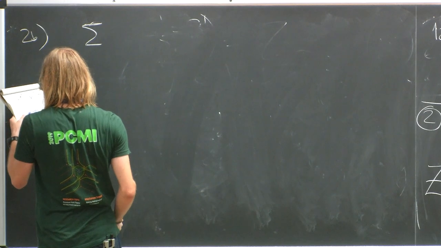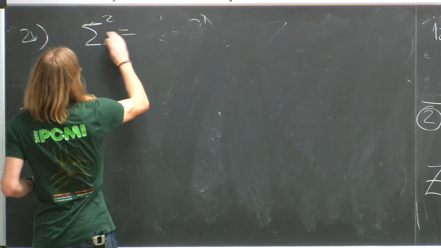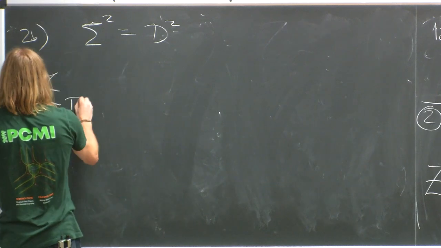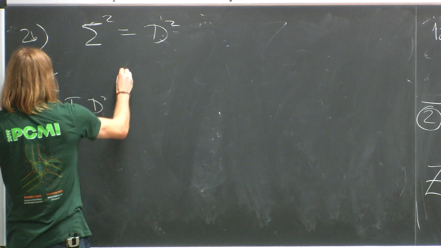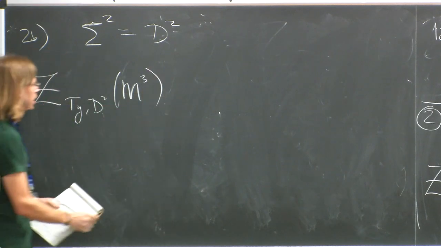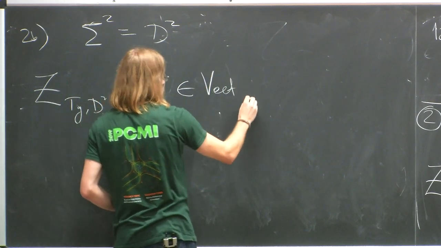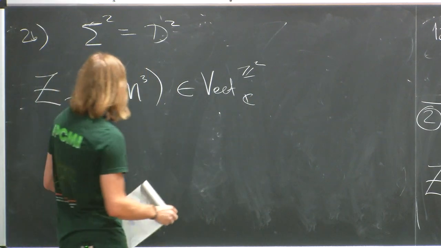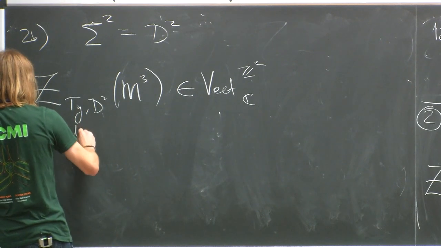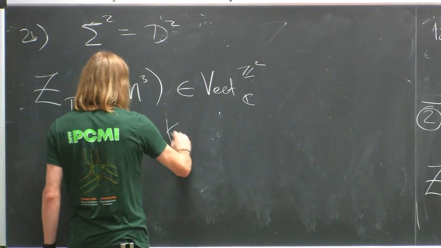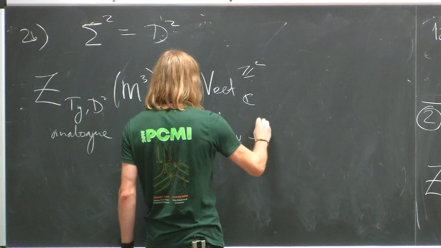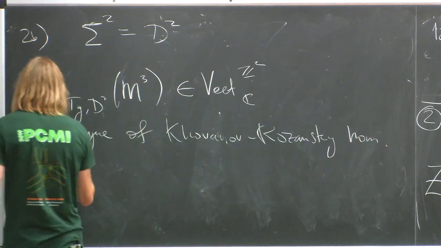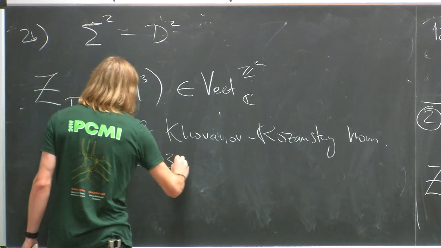And so if one takes sigma to be just a disk, then for a three manifold, we now get a vector space, which will be Z2 graded. And this can be understood as an analog of Khovanov-Rozansky homology for closed three manifolds.